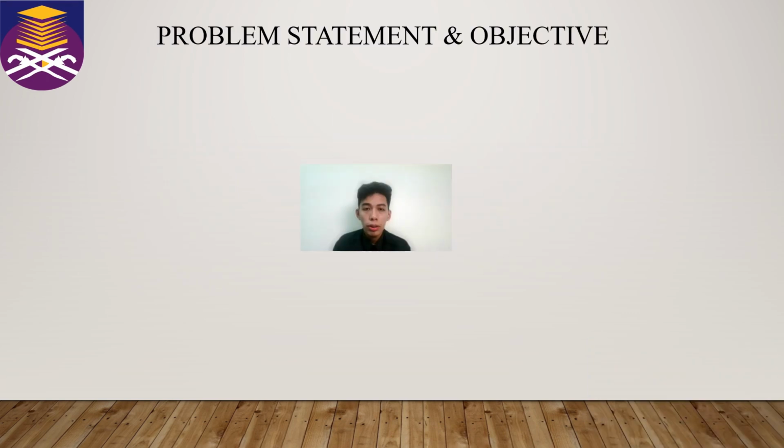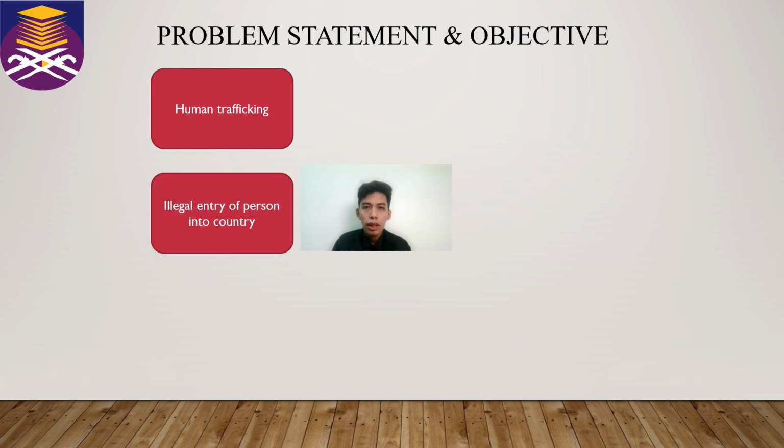Next, for the problem statement and objective. The first problem statement is human trafficking, the second is illegal entry of persons into the country, and the third is that border protection is not secure. As you all know, there are a lot of incidents involving human trafficking and intruders crossing the Malaysia border, for example, the incident at the Malaysia-Indonesia border and the incident in Lahad Datu.